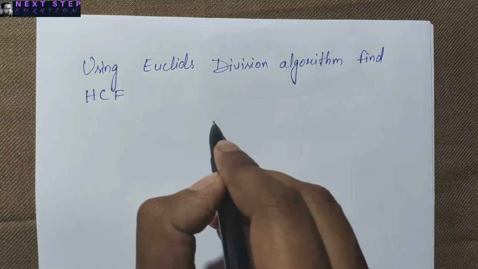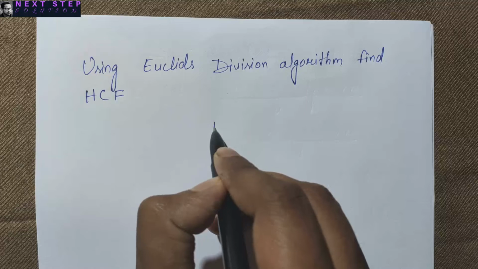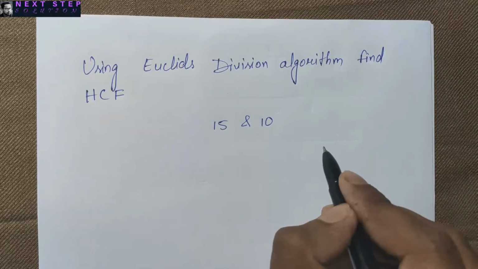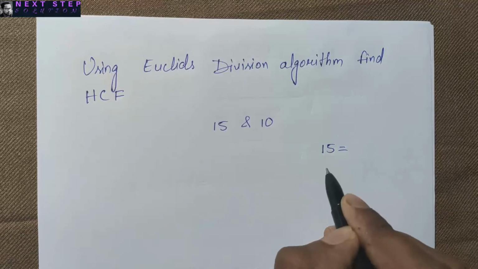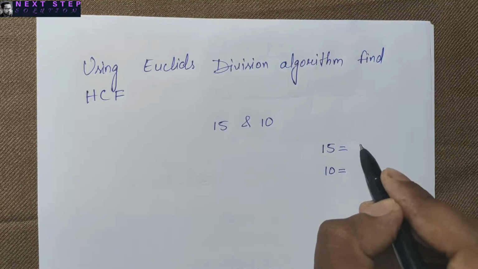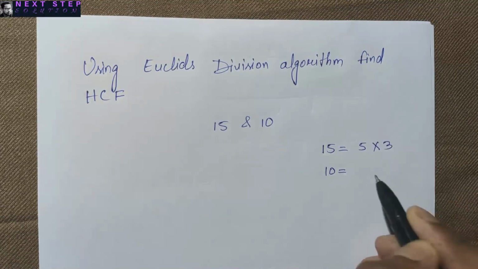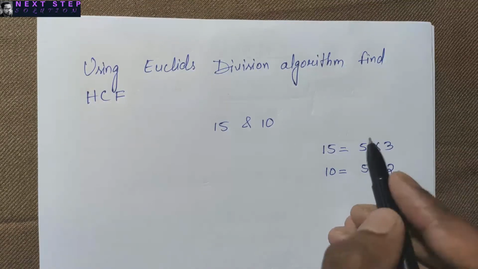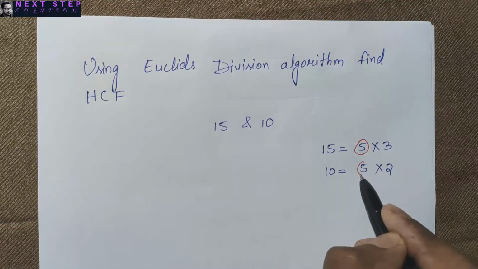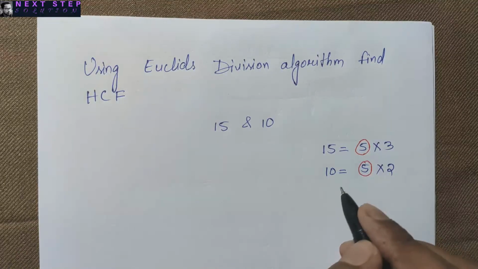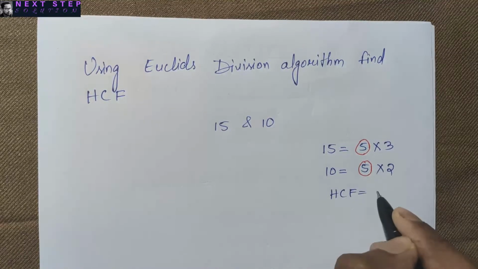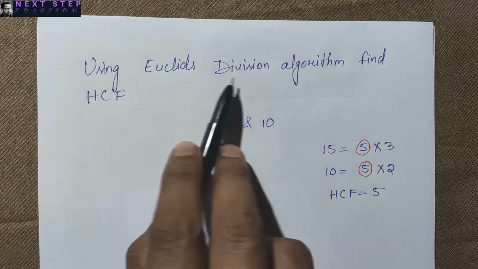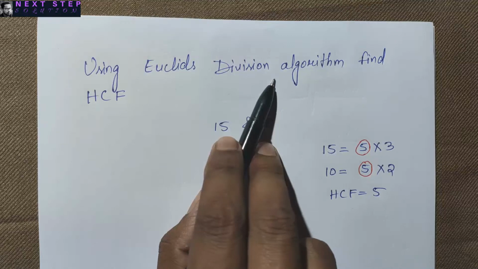Let's take two numbers, say 10 and 15. Now if we use the old method, we factorize 15 and 10 separately. 15 is 5 into 3, and 10 is 5 into 2. Here we can see that 5 is common in both of them, and it is the highest one. So we have HCF equals 5. But we cannot find the HCF using this method since we are asked to find it using Euclid's division algorithm.